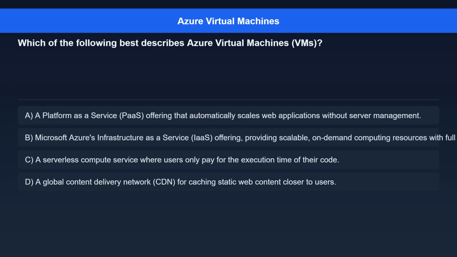Question 7. Which of the following best describes Azure Virtual Machines, VMs? Option A. A platform as a service, PaaS, offering that automatically scales web applications without server management. Option B. Microsoft Azure's Infrastructure as a Service, IaaS, offering, providing scalable, on-demand computing resources with full operating system control. Option C. A serverless compute service where users only pay for the execution time of their code. Option D. A global content delivery network, CDN, for caching static web content closer to users.